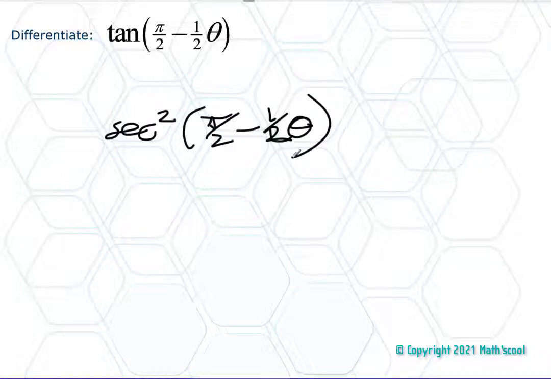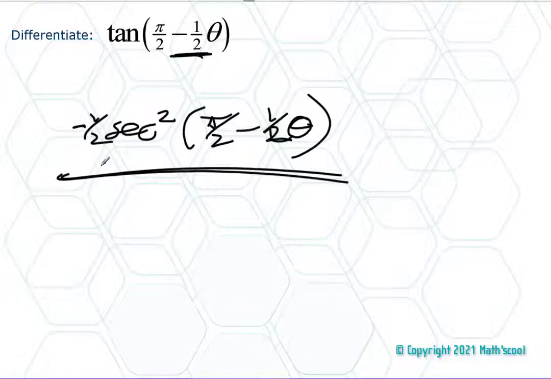But you have to multiply by the differential of the brackets. That's the extra step for the chain rule. The differential of the brackets would be minus a half. Okay. If you want to check this, you can.